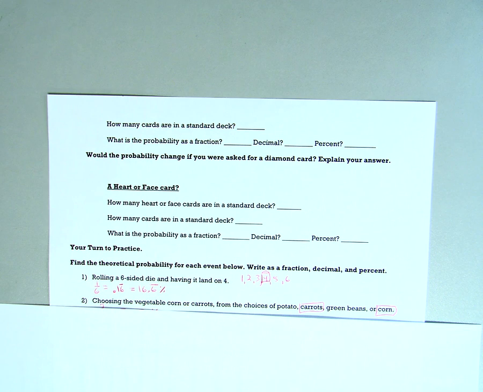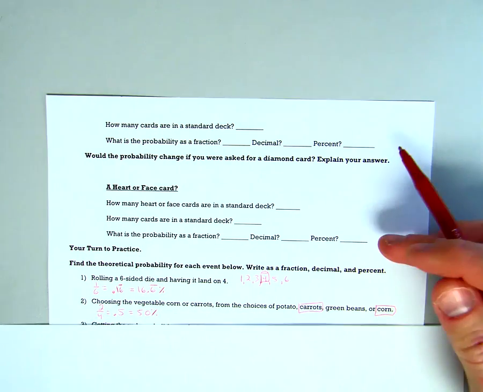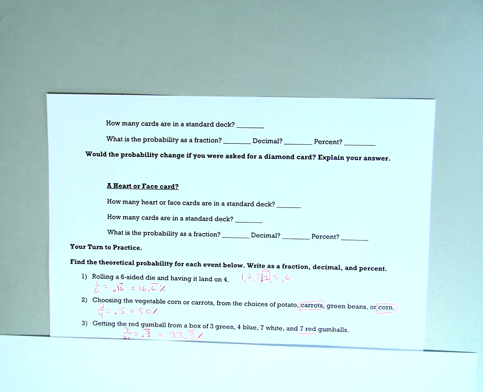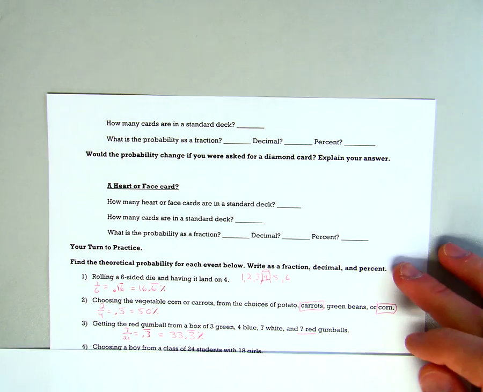Next question was choosing the vegetable corn or carrots from the choices potato, carrots, green beans, or corn. I notice that I can do 2 favorable options out of 4 total, giving me a 0.5 as my decimal and 50%. Next one was getting a red gumball from a box of 3 green, 4 blue, 7 white, and 7 red gumballs. And so my favorable outcome is my 7 red. If I total up all my gumballs, I get 21, so 7 over 21. And that actually simplifies to a third, giving me a 0.333333. Turn it into a percentage, and we get 33.3%, and the 3 is repeating.